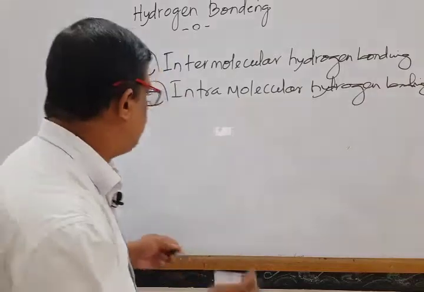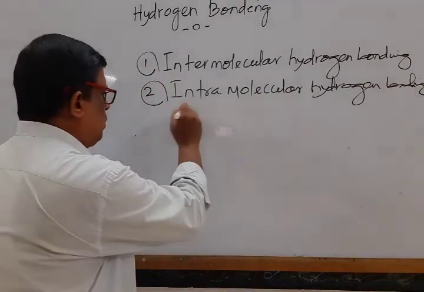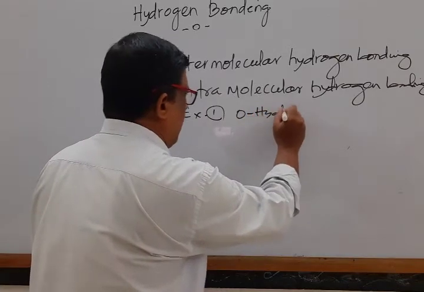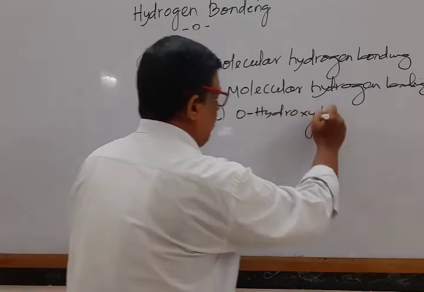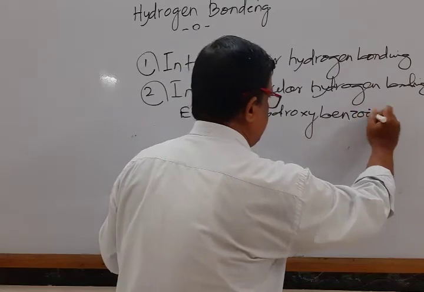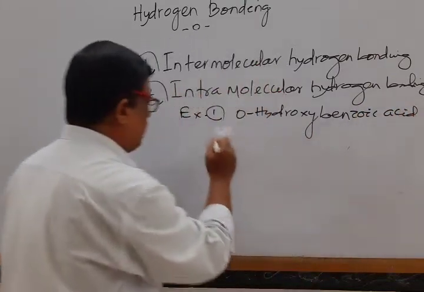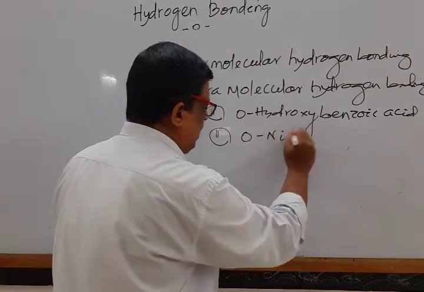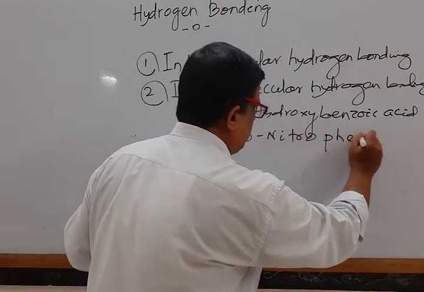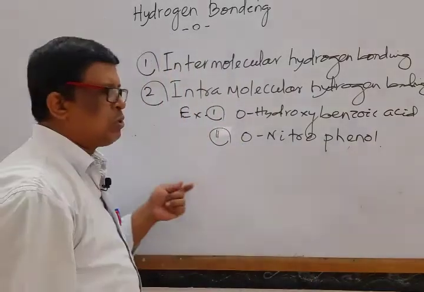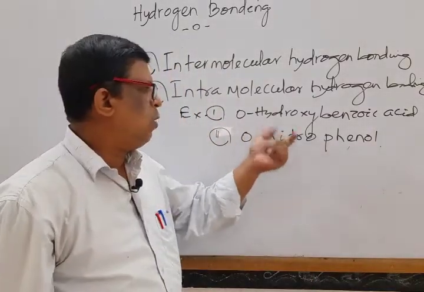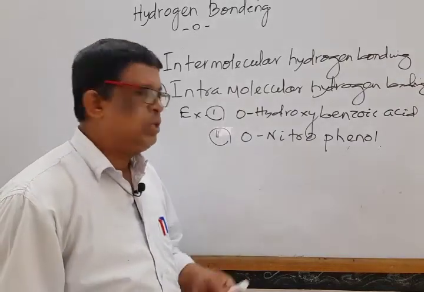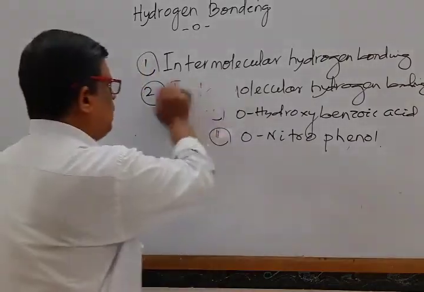Mark some examples. Examples, that is orthohydroxybenzoic acid. Another example, orthonitrophenol. Mark that. I draw the two structures of these organic compounds. One is O-hydroxybenzoic acid or orthohydroxybenzoic acid, and one is orthonitrophenol. Mark that.